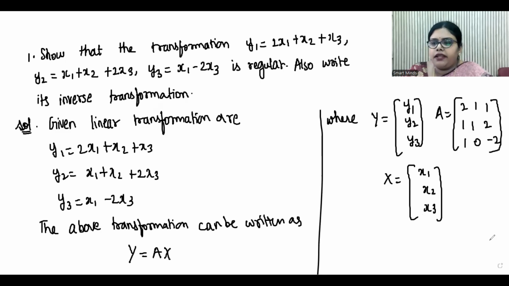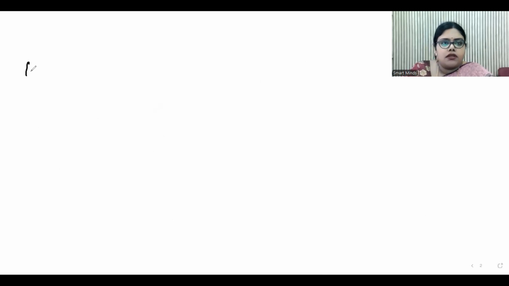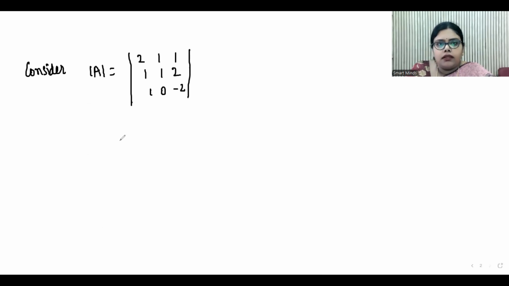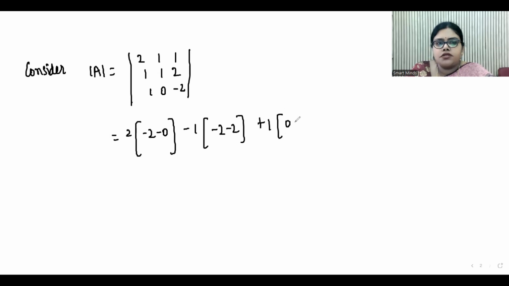Now let us find the determinant of A. So consider that determinant of A is equal to the determinant of 2, 1, 1, 1, 1, 2, 1, 0, minus 2. That is equal to 2 into minus 2 minus 0, minus 1 into minus 2 minus 2, plus 1 into 0 minus 1. That is minus 4 plus 4 minus 1. Plus 4 minus 4 cancel. Determinant A is minus 1.